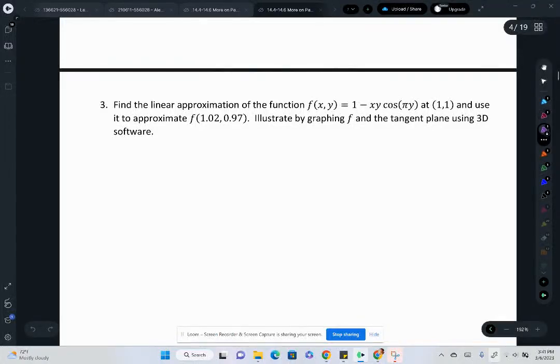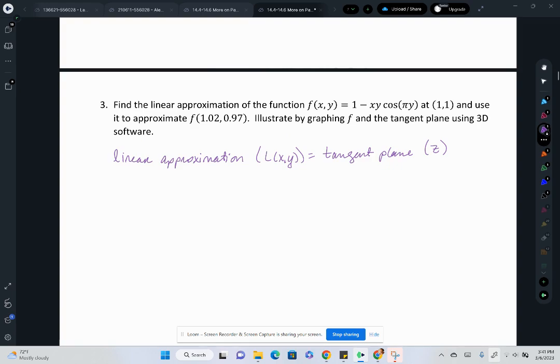So for these problems where we're asked to find the linear approximation of a function, we have to remember that the linear approximation function, and that's the L of x, y, that's just equal to the tangent plane, which we would call z, okay? So that means that our first step is to go ahead and find the tangent plane.